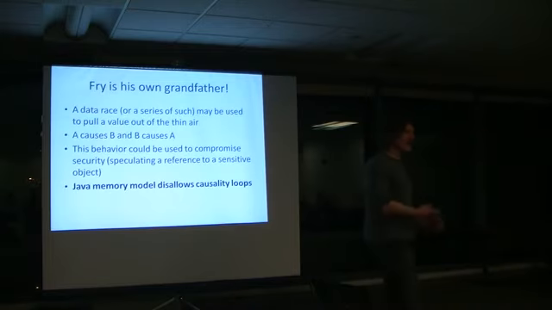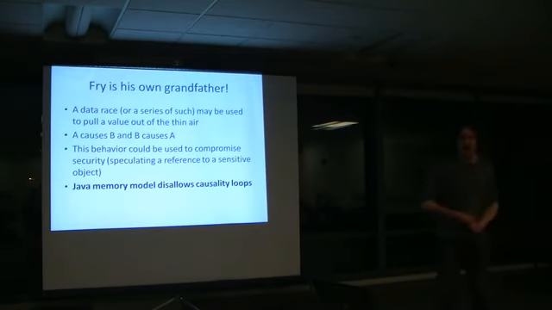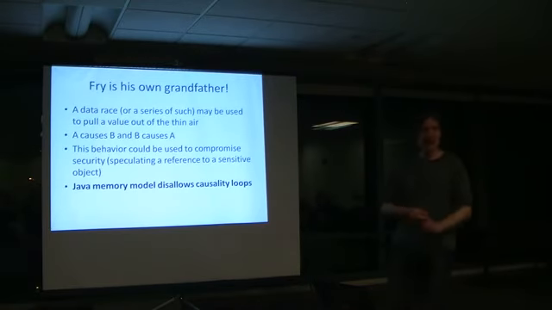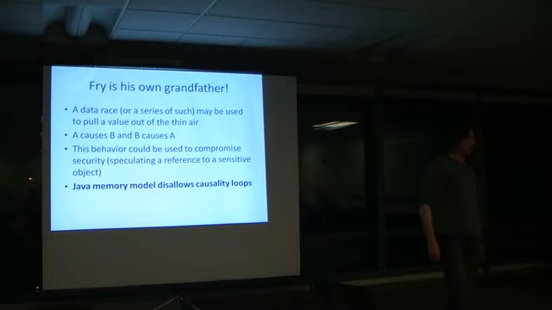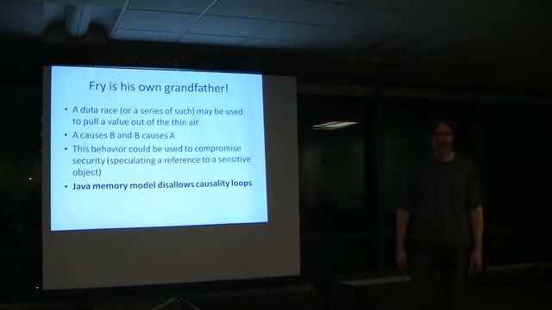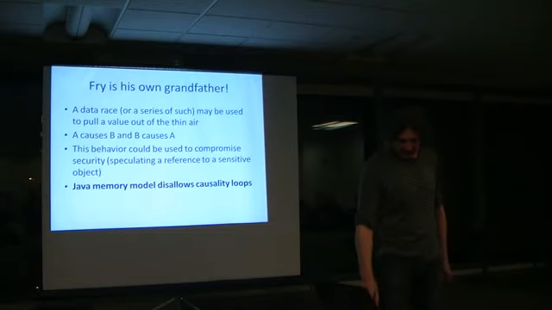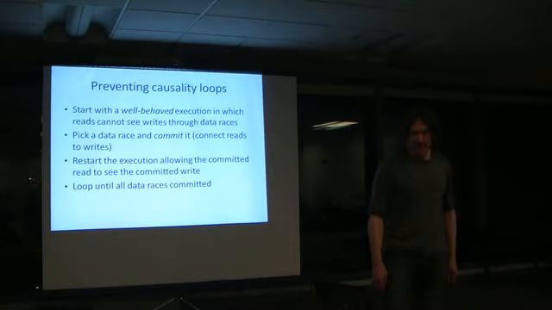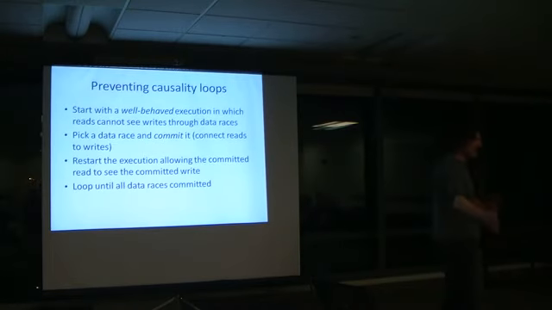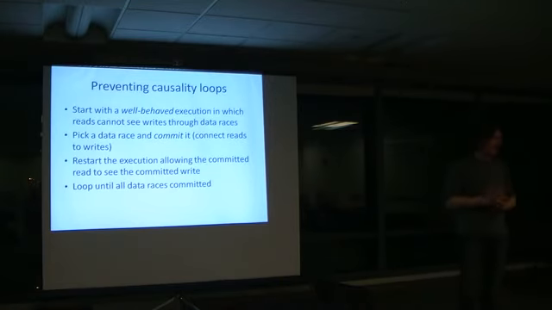So this is the second tenet of the Java memory model. No causality loops. Even if your program is buggy and has data races, we disallow causality loops. We disallow self-fulfilling prophecies. Now, how does Java do this? That's very, very tricky business, right? And here's the algorithm. That's a theoretical algorithm. I don't know if you want me to go through this. Yes. Okay.